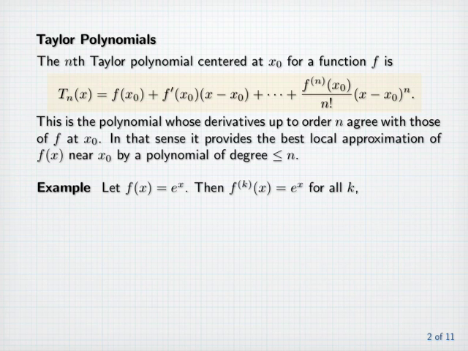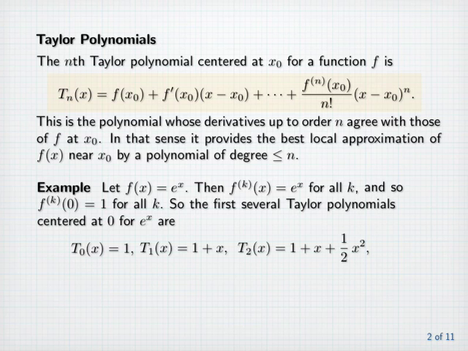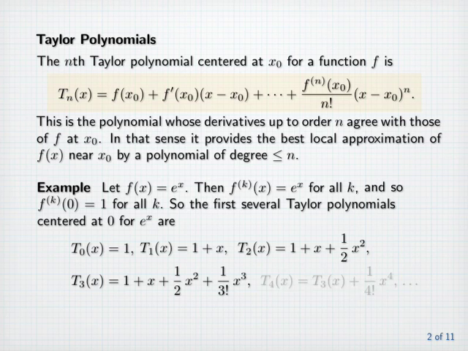And so the kth derivative of f evaluated at 0 is equal to 1 for all k. So the first several Taylor polynomials centered at 0 for e to the x are T0 of x equals 1, T1 of x equals 1 plus 1 times x, T2 of x equals 1 plus x plus 1 half x squared, T3 of x equals 1 plus x plus 1 half x squared plus 1 over 3 factorial x cubed. T4 of x is just T3 of x plus the additional term 1 over 4 factorial x to the fourth, and so on.